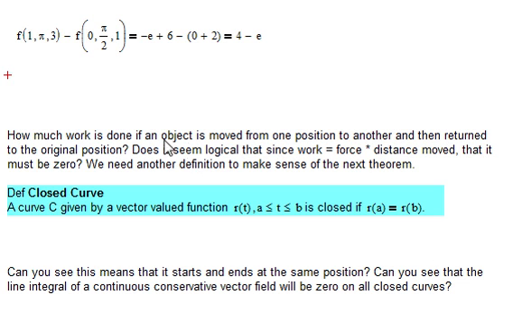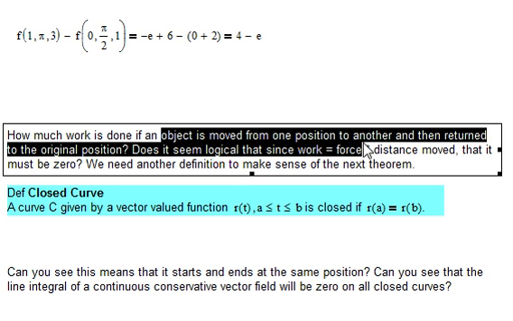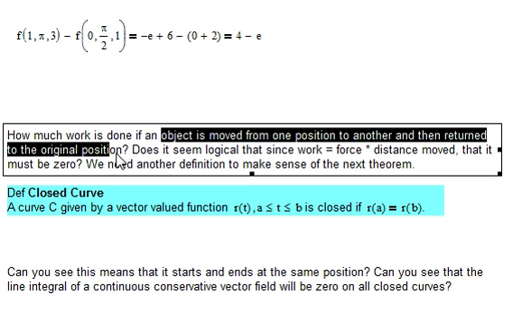Well, how much work is done if an object is moved from one position to another and then returned to the original position? And you probably guessed that if we're in a conservative vector field, the answer would be no work at all. Does it seem logical? Don't forget, you can't stop and then return. So if you move from one place to another and return, that's what it means. Does it seem logical that since work is force times distance moved, if the distance moved is 0, then whatever the force is, we get 0?